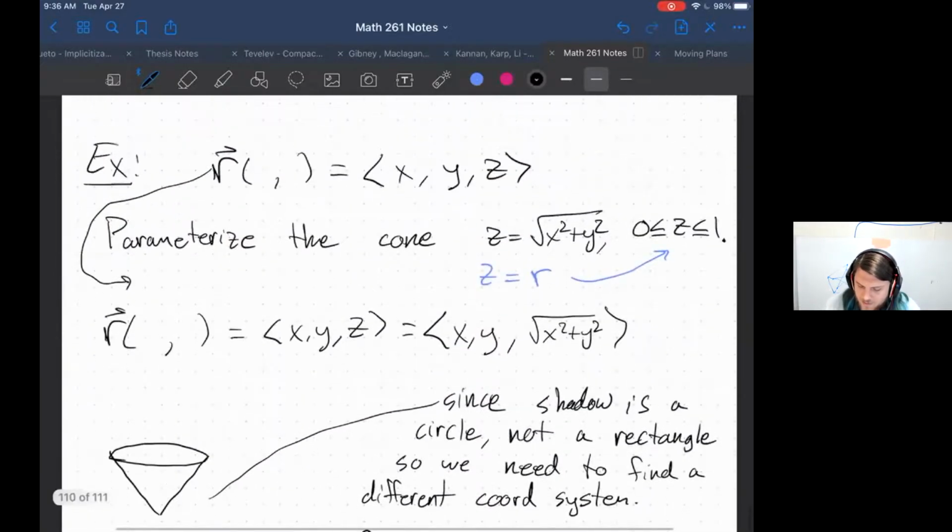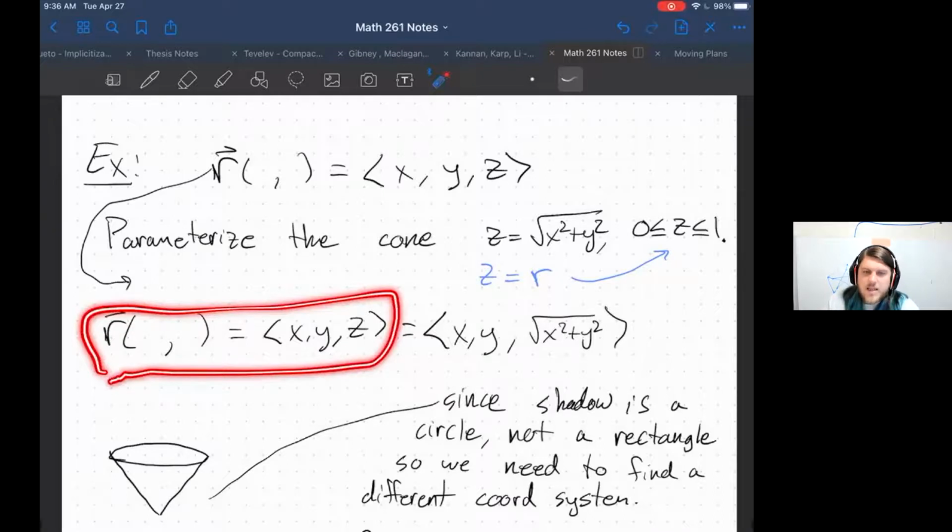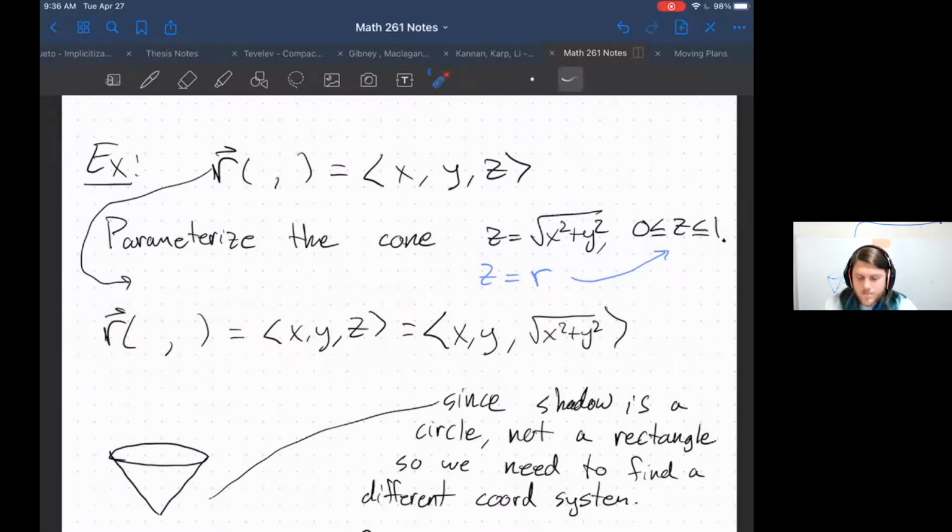And again, this is how you really should set up every single parameterization problem. You really should say r of blank, blank is equal to the vector xyz. Plug in information that you know, figure out what might be the best coordinate system, if Cartesian coordinates are the best, or if polar coordinates, cylindrical coordinates, or spherical coordinates, and then what two variables out of those coordinates will best suit you. Those are the things that you need to go through and set this problem up. But this is your starting point, every single parameterization problem.